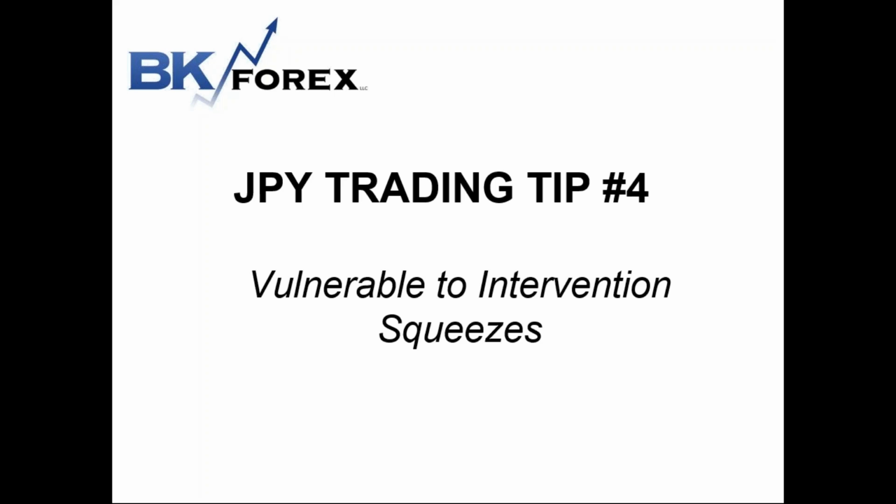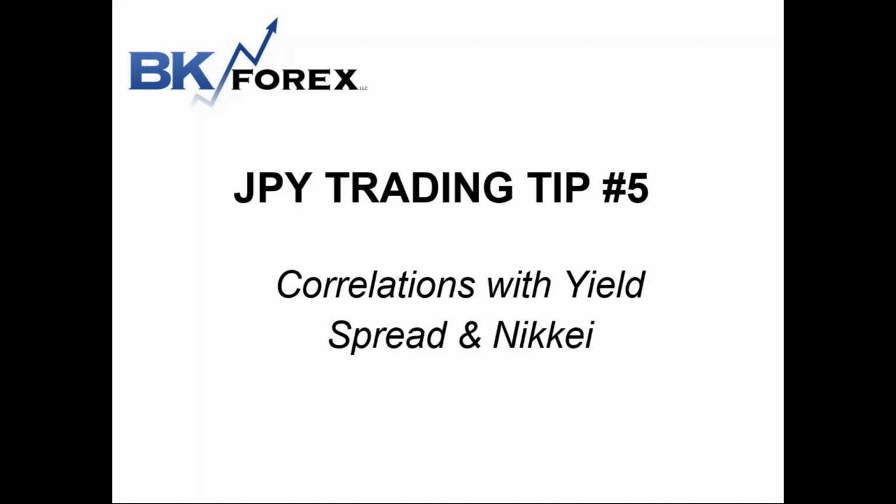We talked about this in our first or second webinar, where we said that dollar yen is subject to intervention. When the yen is too strong, the Japanese can get very nervous. And when they're nervous, it can lead to quite a bit of a squeeze higher in dollar yen. That is one of the unique risks in dollar yen, whereas, for example, the euro is much less vulnerable to intervention. And dollar yen has a very strong correlation with the yield spread and the Nikkei.